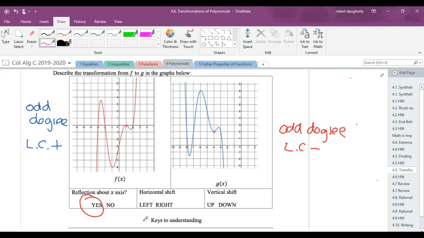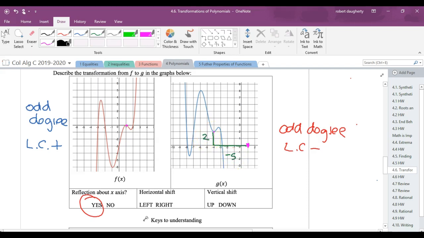So where is this point originally? What's this point? 1, 0. So that's where that point is sitting originally, okay? How do I travel to get this point over to here? What do I have to do? Yeah, so to get from here to here, I have to go left 5 and up 2.